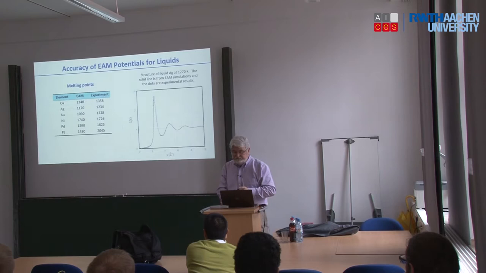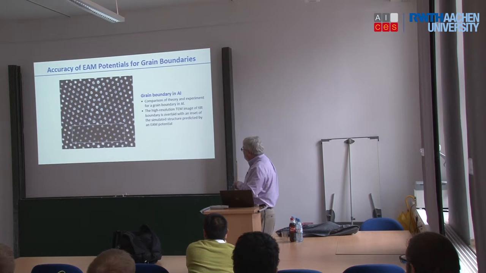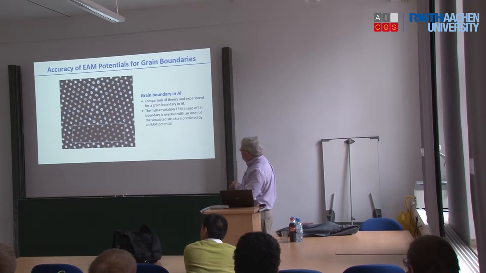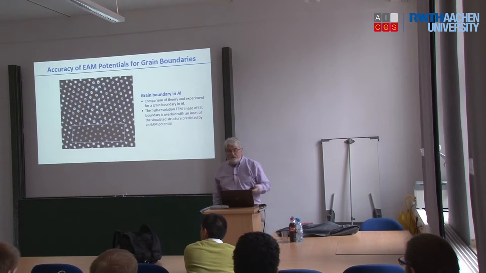We can look at structures of grain boundaries, for example. And so what you're actually seeing here is these crosses are actually simulated positions, and the dots are from the experiment. So you can see these actually match up very well for quite a complex grain boundary structure. So this is a defect property. So that's how we traditionally describe metals.